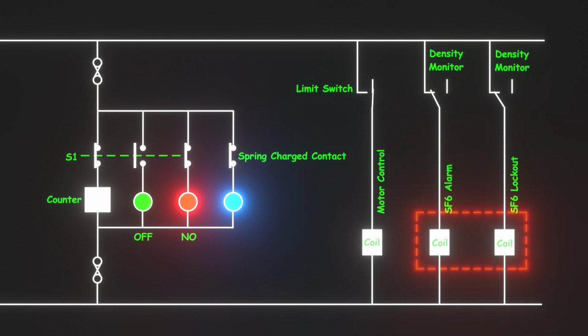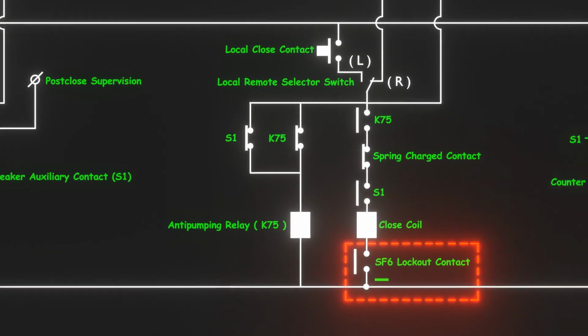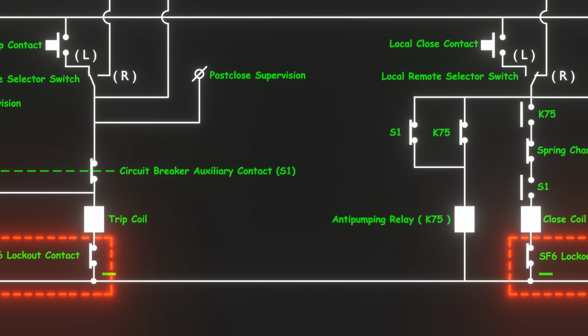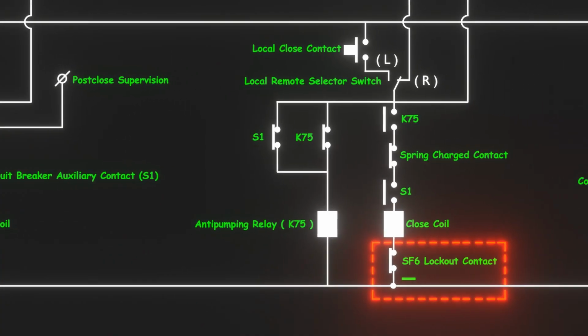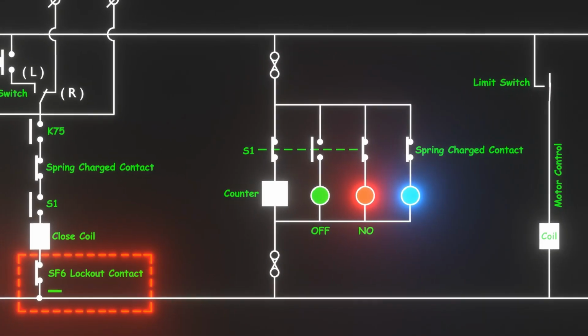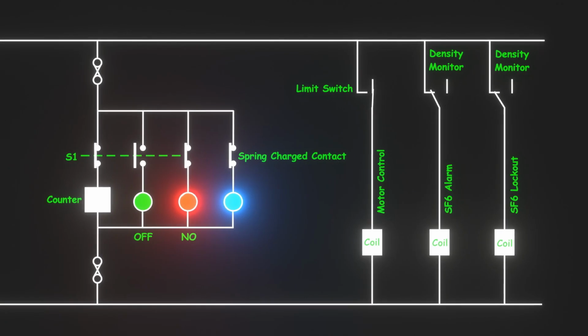As a result, both coils will be energized, and therefore the normally open contact of the lockout coil in series with both tripping and closing coils will be in the closed position. Then, the normally closed contacts of the SF6 alarm coil will be in the open position.